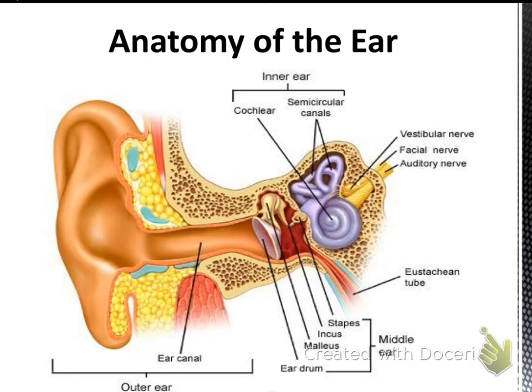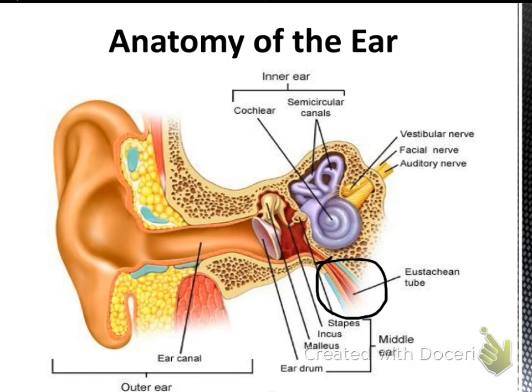As you can see right here, this is the area called the eustachian tube. This structure is very important and connects the middle ear to the nasopharynx. The nasopharynx is an air-filled cavity deep inside your nose. This tube is important because it relieves pressure and drains fluid from the middle ear.